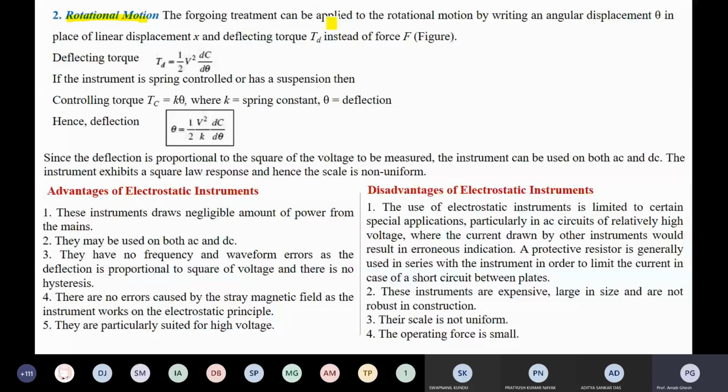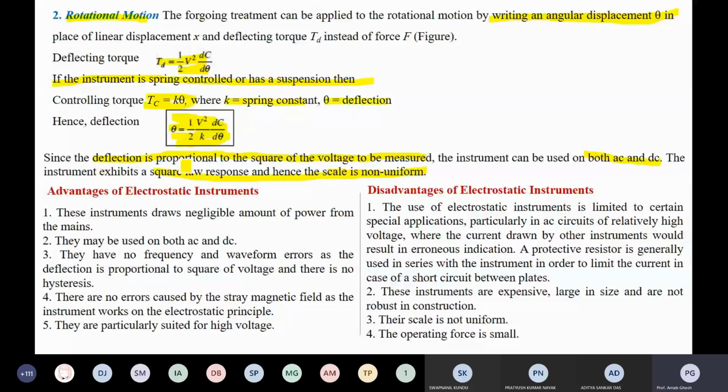Okay, this instrument consumes a negligible amount of power because it is not carrying much current. So the I squared R loss will be less. It may be used for both DC and AC measurement. They have no frequency and waveform error, as the deflection is proportional to the square of the voltage, and there is no hysteresis.